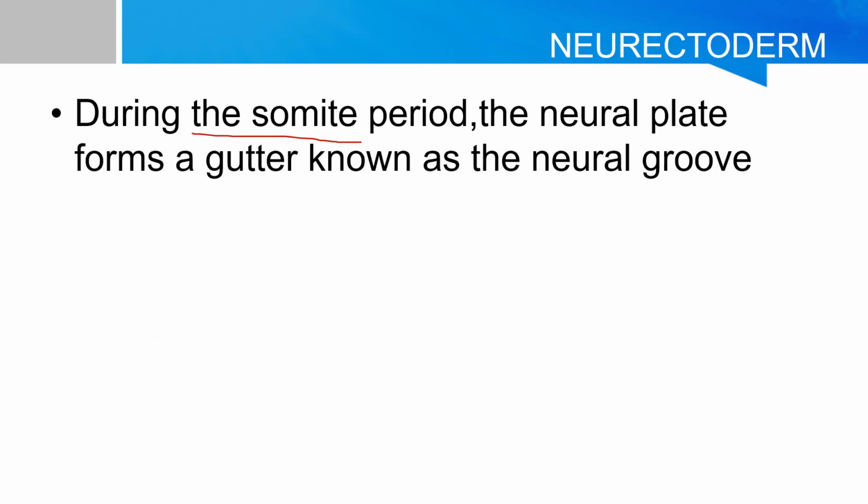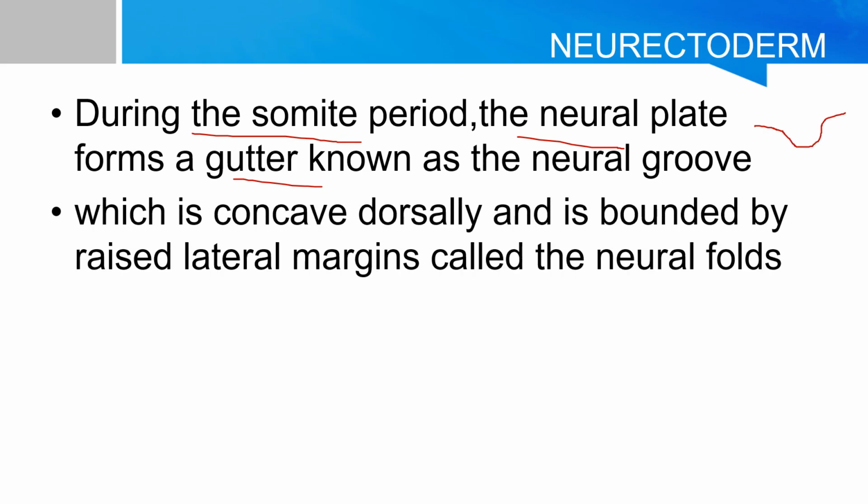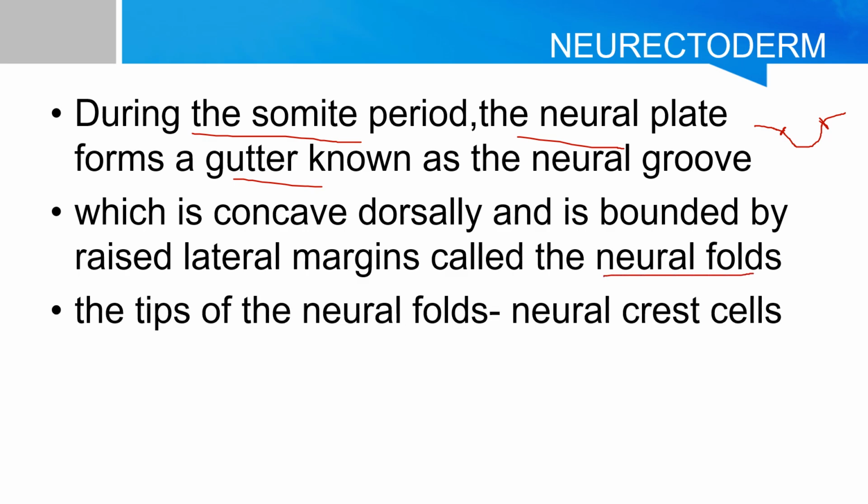During the somite period, the neural plate, which is the thickening of the ectoderm, now forms a gutter known as the neural groove. This neural groove is concave dorsally and bounded by raised lateral margins. These raised lateral margins are called neural folds. The tips of the neural folds contain cells called neural crest cells.